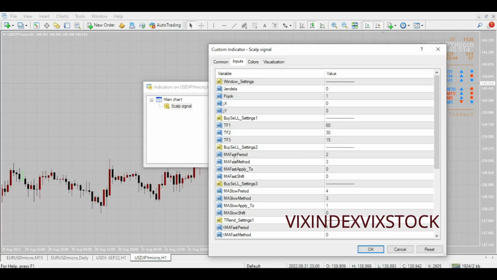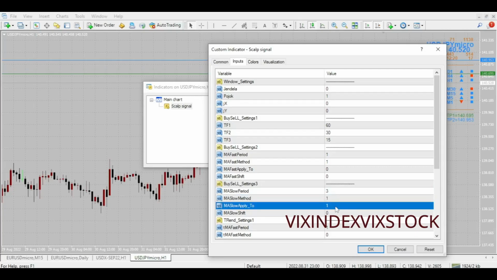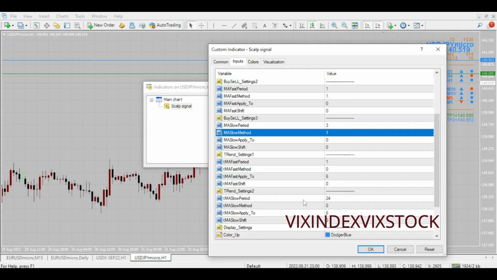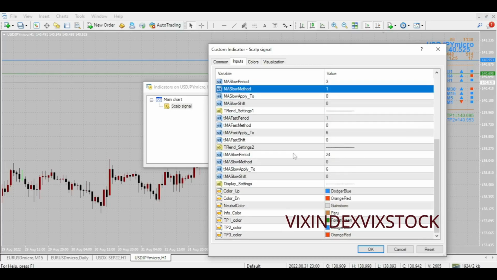Here what I usually do is first period I sometimes put 1. The first method I usually put 1. Then first to apply to, I just leave it like that. Shift, I leave it like that. And slow period, I usually make it 3. And I usually make this 1. Apply to, sometimes I leave it default, sometimes I put in a 0. You play with your settings and see which particular settings suit you. Then obviously you can play along with these settings. I will leave it up to you.